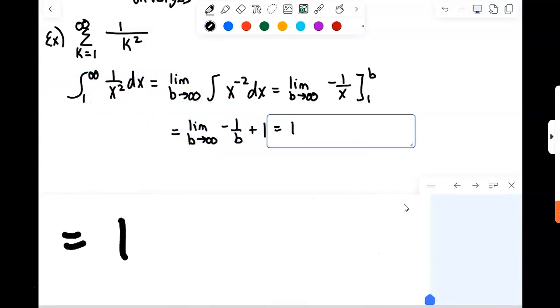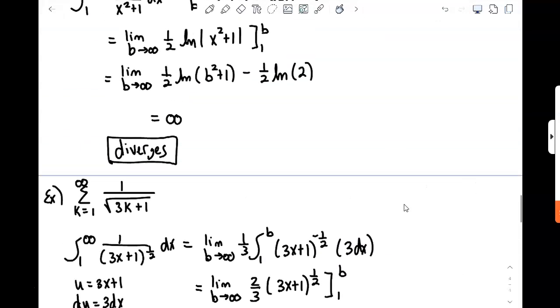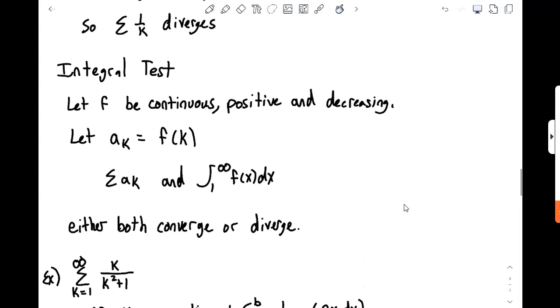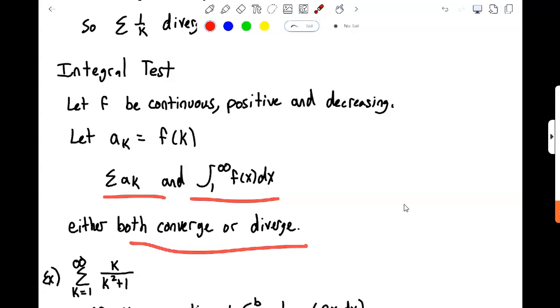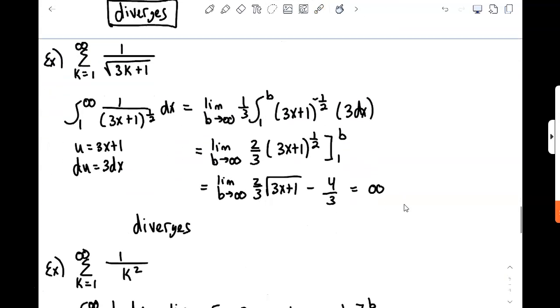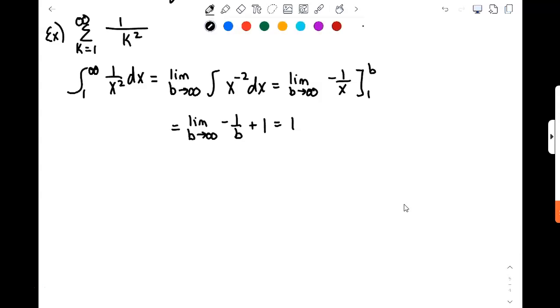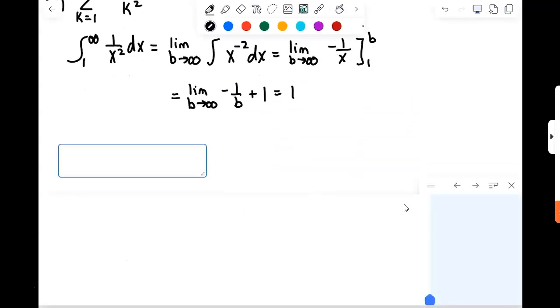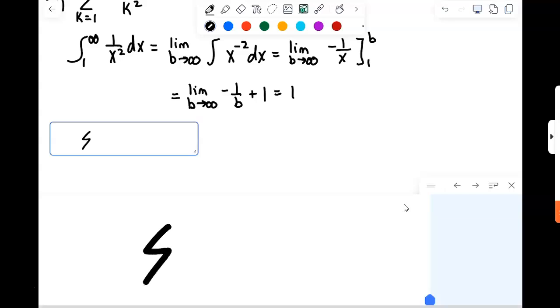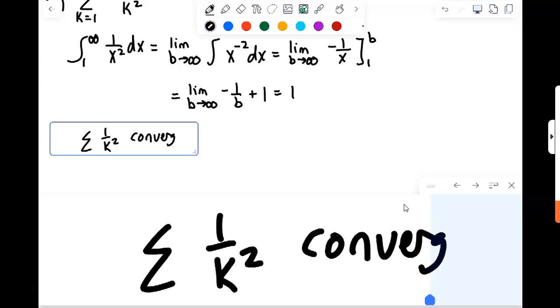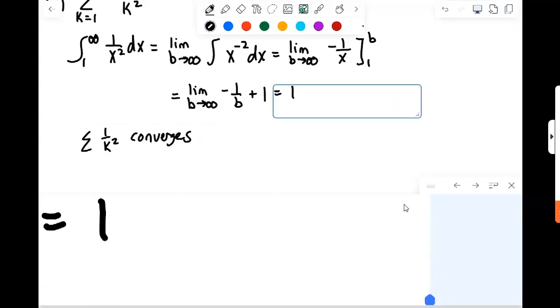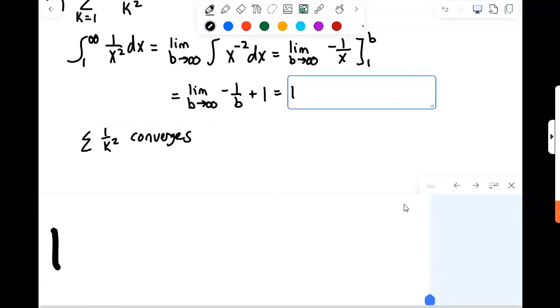Now what the result tells us, again, is that either both the integral and the series converge or they both diverge. So since the integral converges to 1, what we can say is that the series 1 over k squared converges. Now we cannot say that the series actually converges to 1. All we can say for sure is it converges.